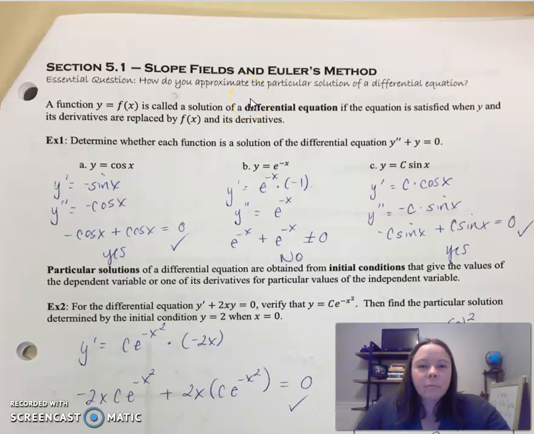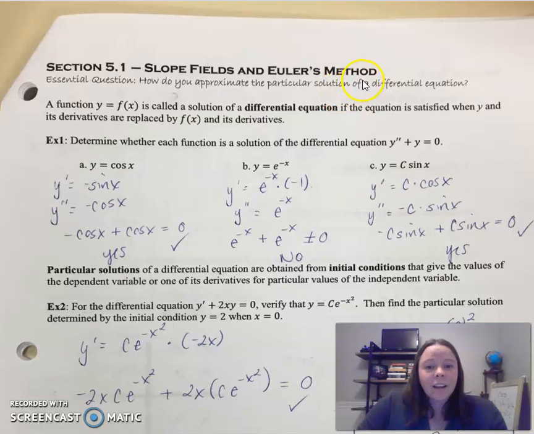Hello, this is section 5.1 for Calc AB, and today we're going to be talking about slope fields, and we'll revisit the topic of differential equations that we did in section 3.7. There's also Euler's method in this section that we don't cover. That's not part of the AB curriculum, but if you'd like to know about it, come see me. I'll explain it to you.